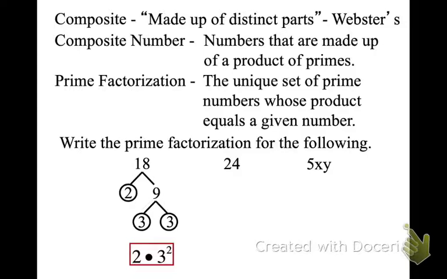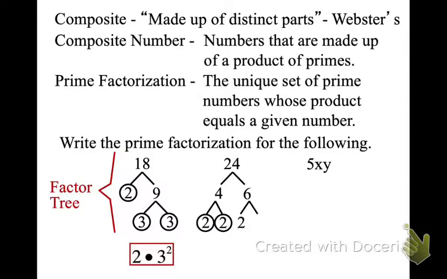Now you go with 24. Go. Now let's check it. It doesn't matter if you do 2 and 12 or 6 and 4, you're going to end up getting the same thing. So they're going with 4 and 6. If you had tried 2 and 12, 4 breaks down to 2 and 2, 6 breaks down to 2 and 3. So the prime factorization here is 2 times 2 times 2 times 3, or 2 to the third times 3.